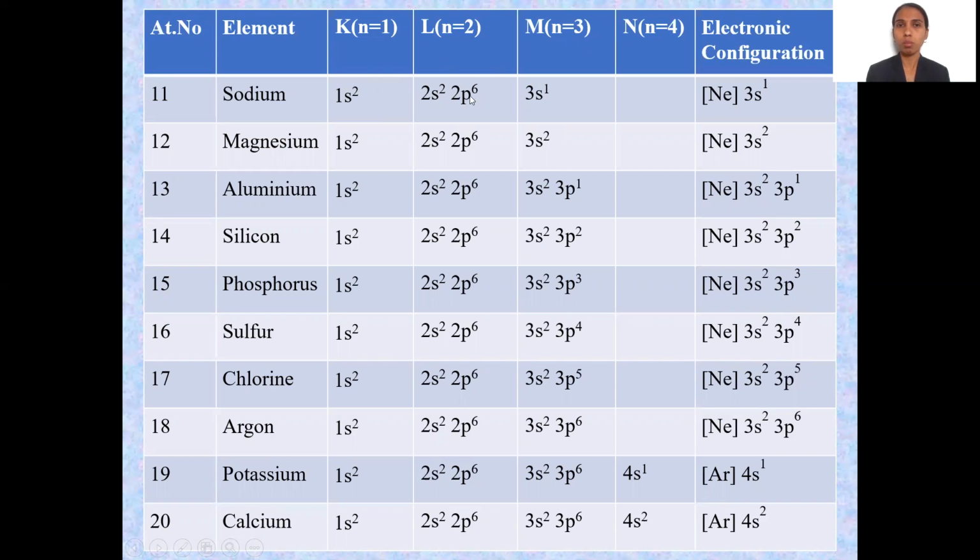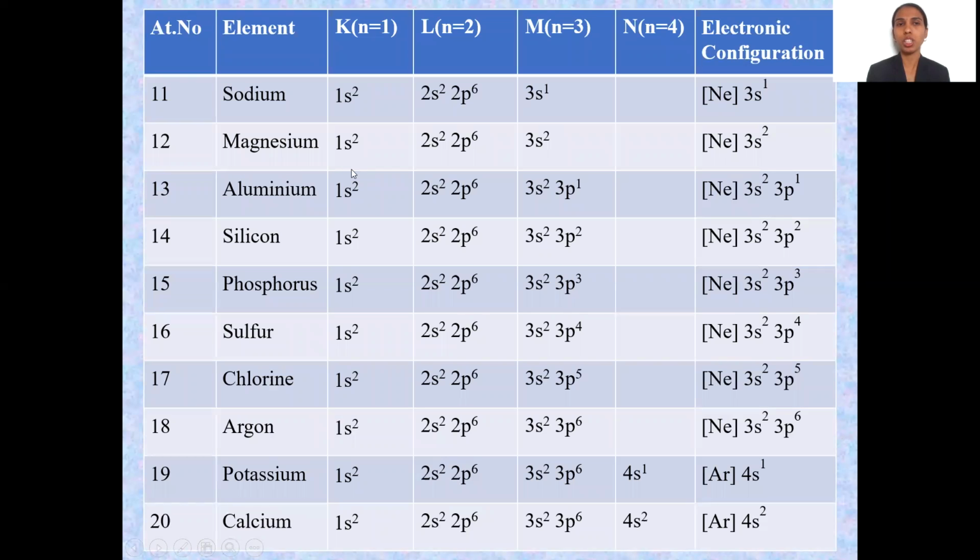Okay, this much is the electronic configuration of neon. So instead of writing 1s2, 2s2, 2p6 in a condensed form, you can write only neon in a square bracket, meaning the symbol of neon, and then 3s1. So instead of writing 1s2, 2s2, 2p6, 3s1, in this way also you can write the electronic configuration of sodium, that is neon 3s1.